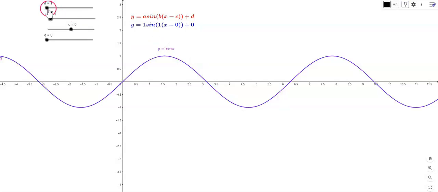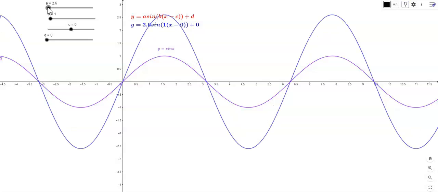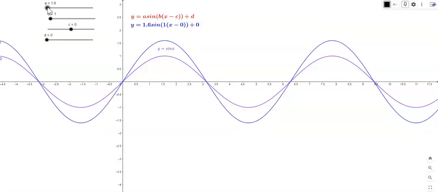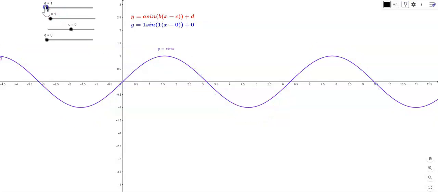Now, if I increase the a here, notice the amplitude increases. Currently that a is 1.6, and the highest value goes to about 1.6. Notice the period has not changed. It still goes through the same points here. Now let me put a back at 1, and this time change just b.